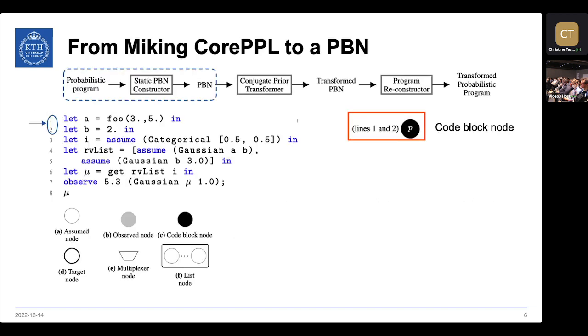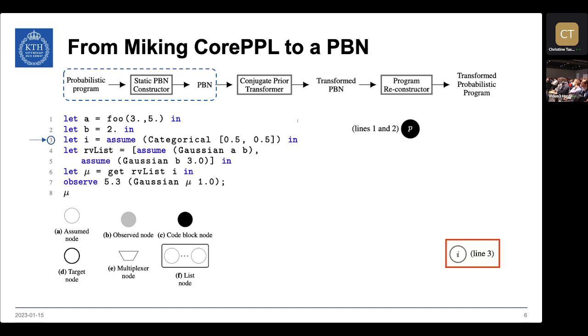On the left-hand side, we have code written in Miking CorePPL, which is a probabilistic programming language. On the right-hand side, we have the PBN generated from this code. The first 2 lines are just let bindings that bind a function call and a float number to variables, and we create a code block node to represent that. A code block is simply a function that takes an input and then outputs random variables. In this case, the code block P will output A and B.